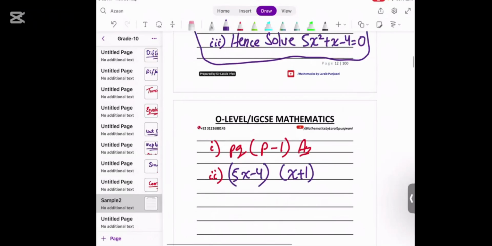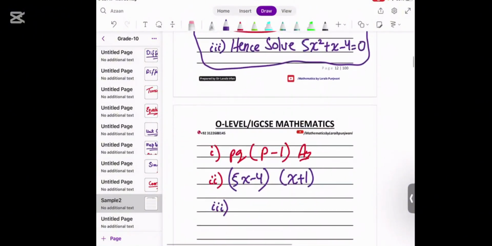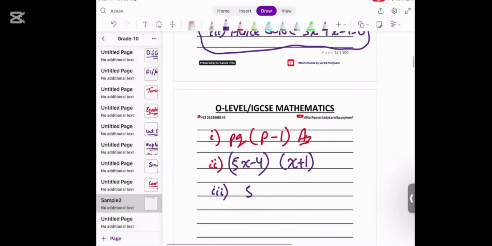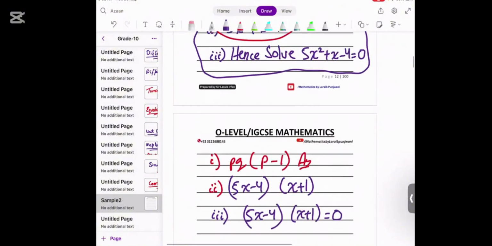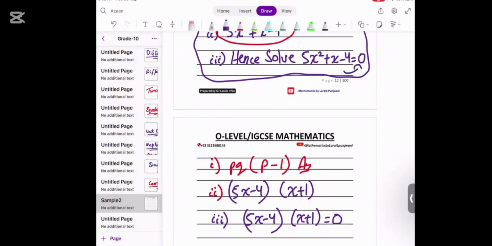What about the third part? What do we have to do with the third part? Do we have to use the quadratic formula? No, no. You already solved the second part. You got the answer in the second part, 5x minus 4, and this will be equal to 0, because the equation is equal to 0. So you already solved this part by using middle term break.